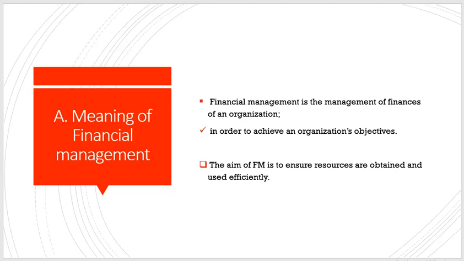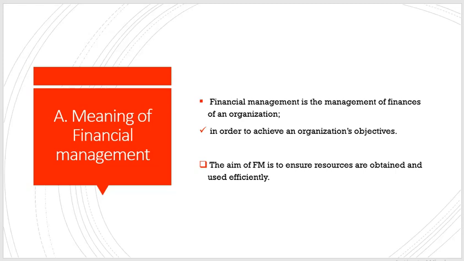an organization's objectives. Organization objectives can be profitability, can be to increase dividend payment, for instance. So the aim of financial management has to ensure that all resources are obtained and they are used efficiently. So efficiency actually means we should be able to get the results that we need with the little resources that we have.